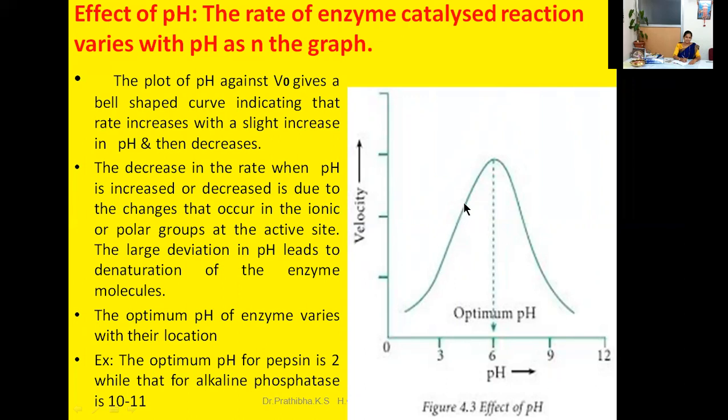The enzyme substrate complex affinity will also increase. The reaction reaches the optimum, for example here 6 is the optimum pH for this particular experiment. If the pH is increased further in the graph, at that time you can see the falling or decreased curve.